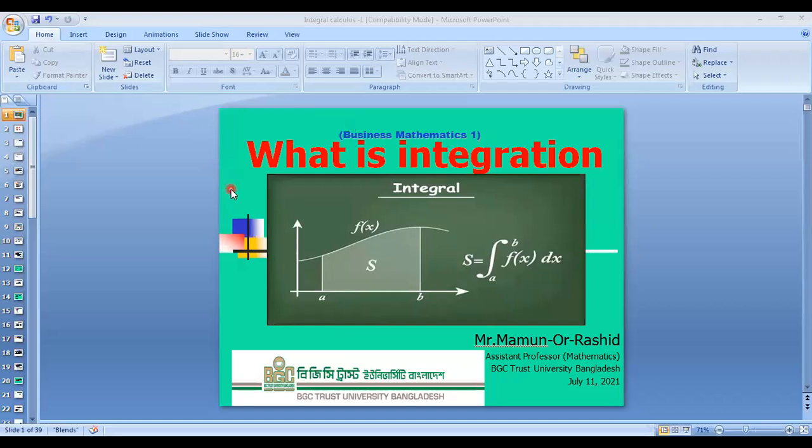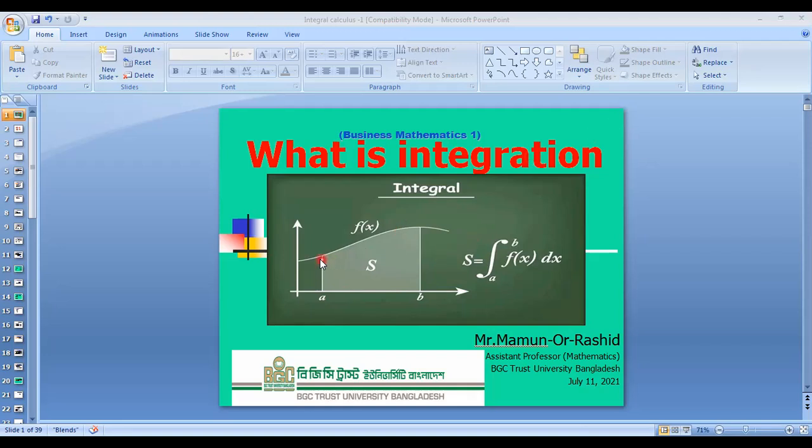Okay, today we will discuss what integration is. Actually, integration is the anti-derivative, that means anti-differentiation. The opposite of differentiation is called integration. So today we'll discuss what integration actually is and what the rules are for finding the integration of any function.